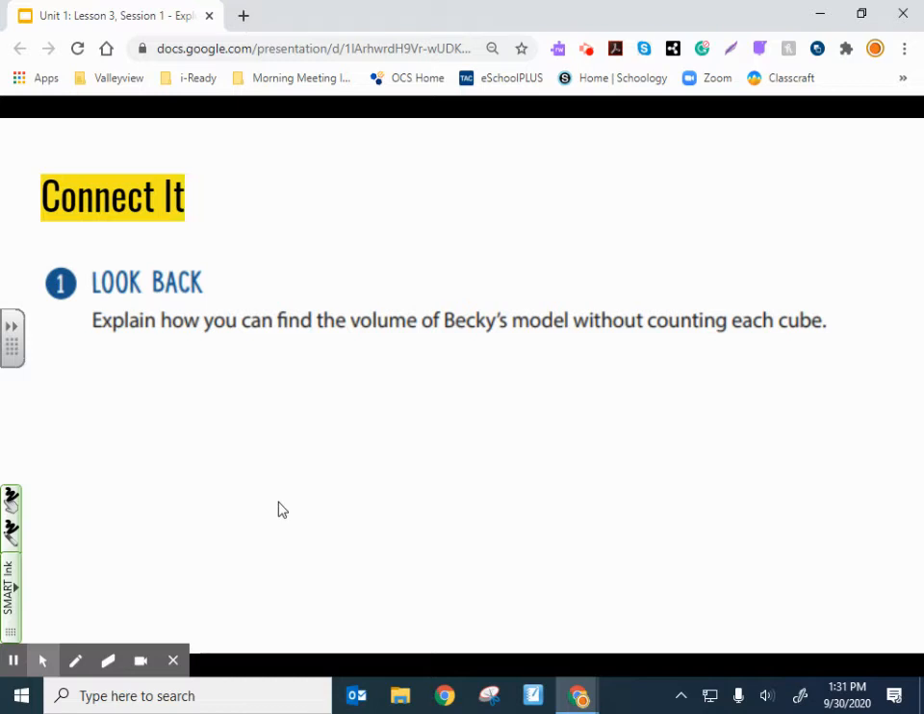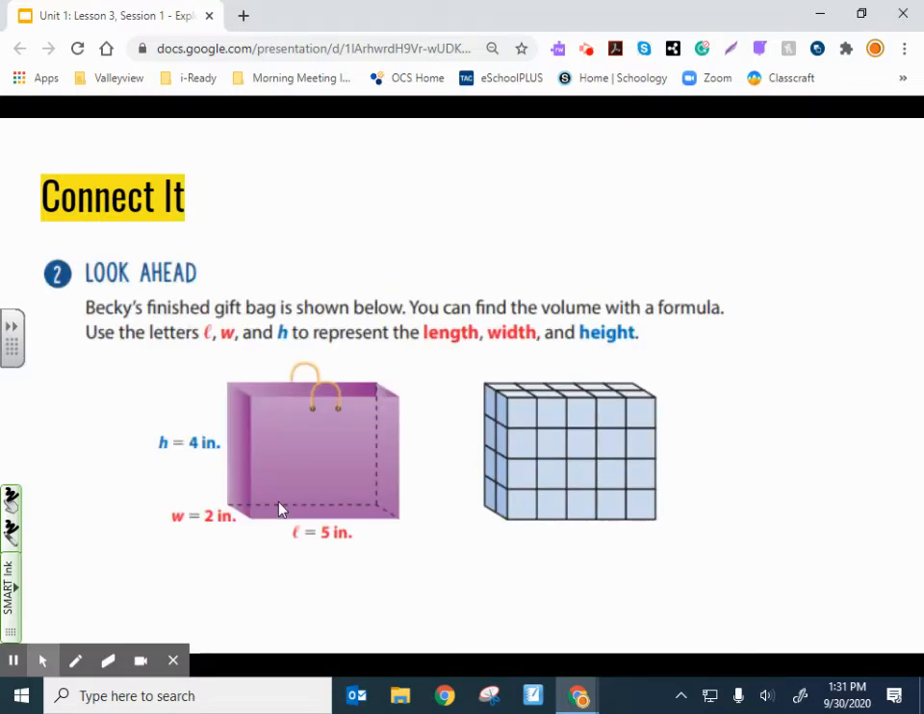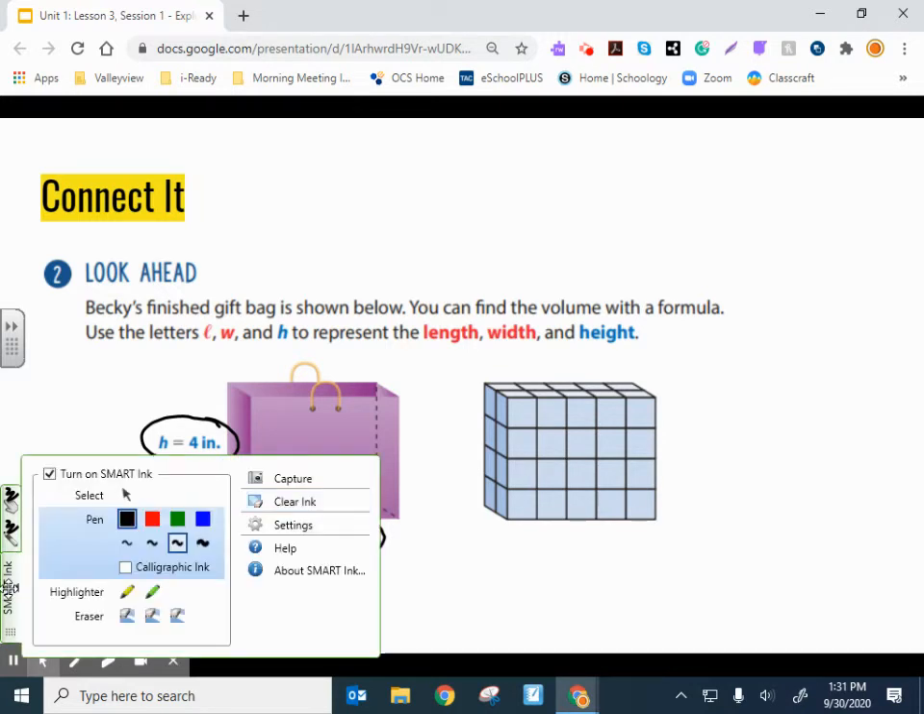This is something we would probably discuss in class, but one way we could do it, if you look at number 2, is we can find that this gift bag has the 3 measurements we need. It's got a height, our H, a width, our W, and our length. Again, this is what the actual gift bag looks like, and this is the rectangular prism from the problem. We're going to use that to answer these next 2 questions.